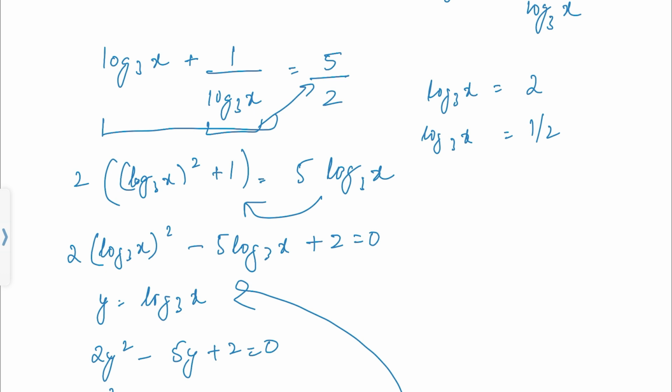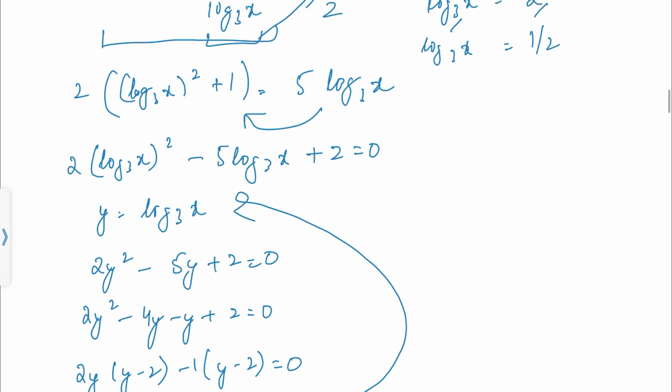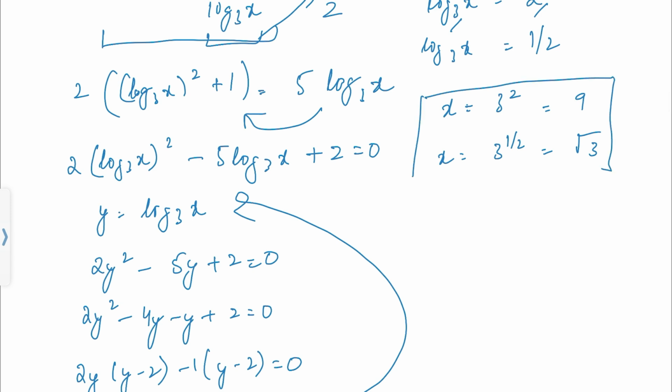Now, how can we solve this? We solve this by applying 3 power 2 as x. This is the log formula. So x would be 3 power 2 and x would be 3 power half. So finally we can write this as 9 and under root 3. So this is our final answer.